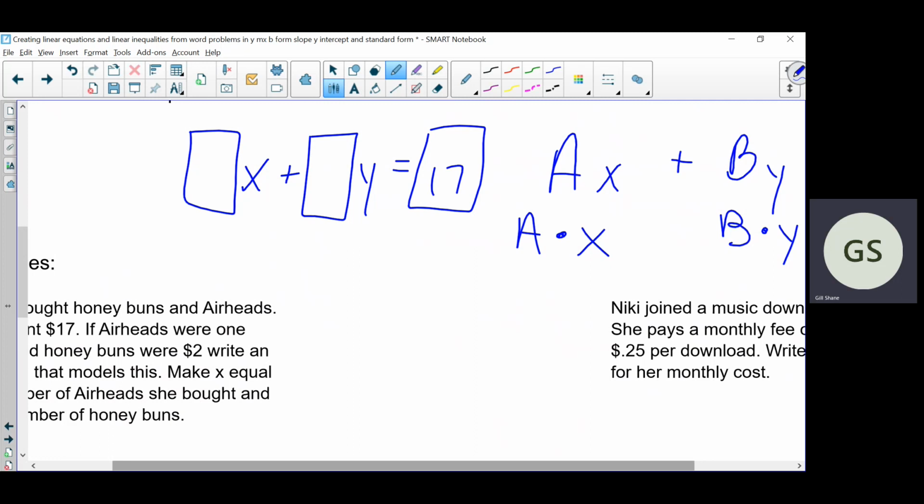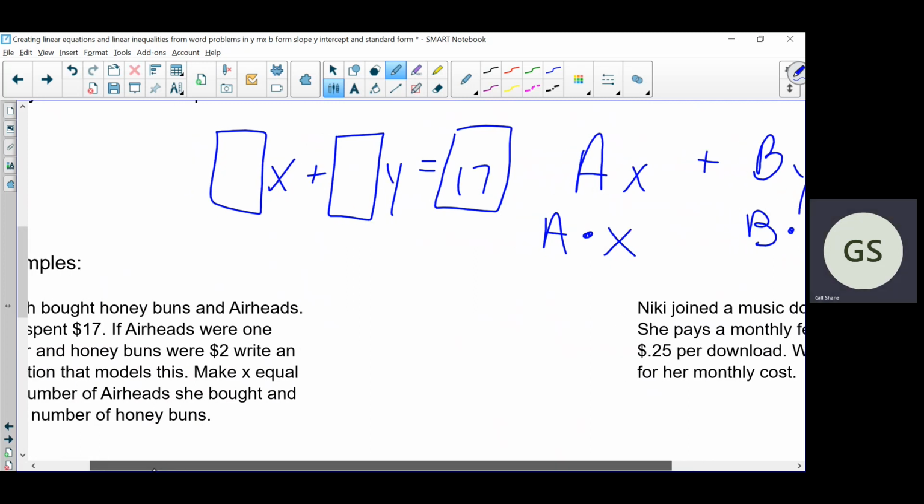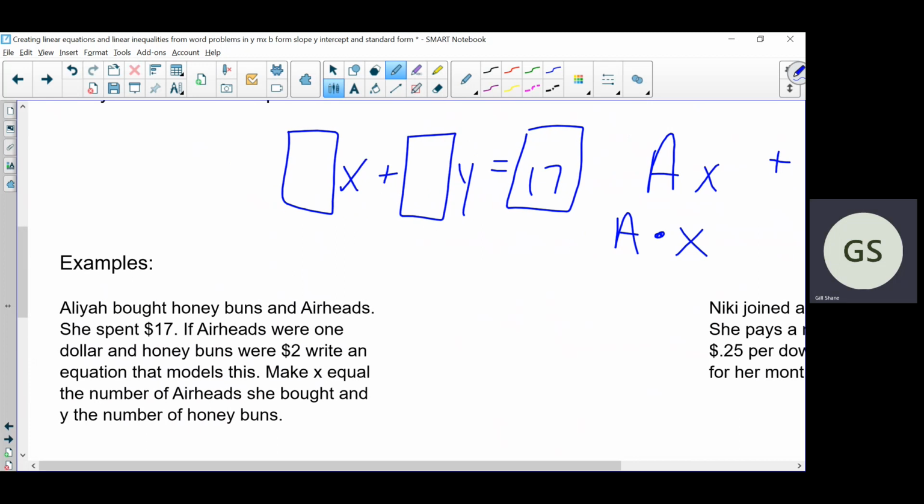All right, that wasn't too bad. What about the number in front of the x? And it tells you in there what x stands for, right? What's x stand for, it says? Airheads. Number, how many airheads, right? So what number's got to go with that? 1, right? 1 is the only other number about airheads.